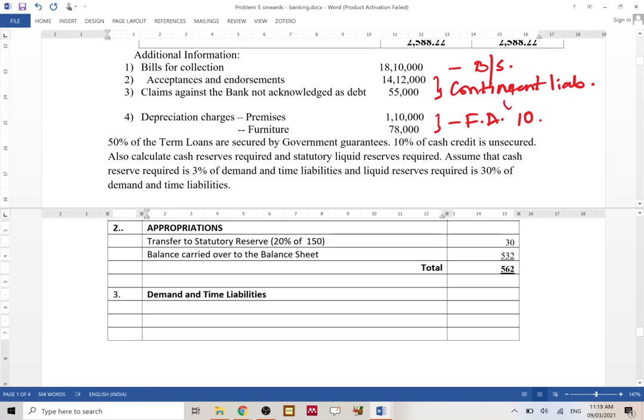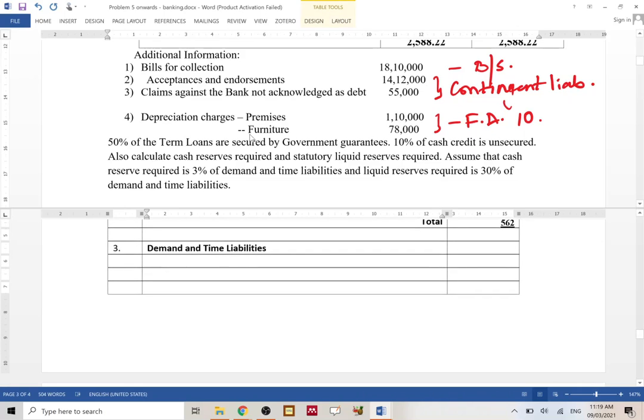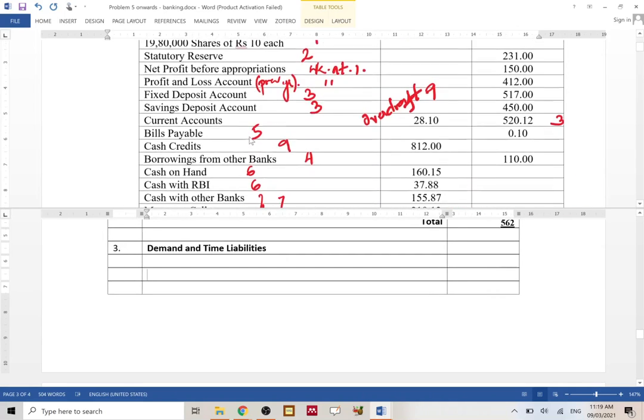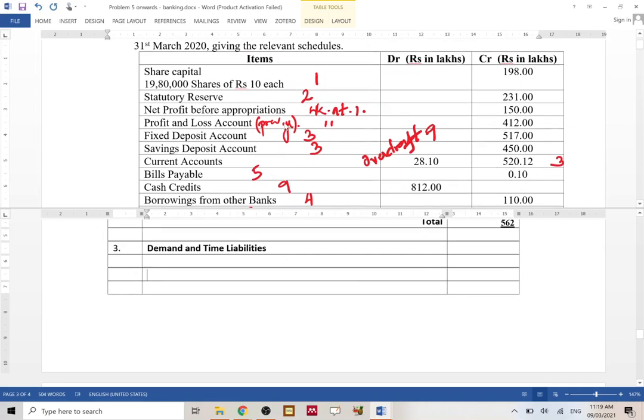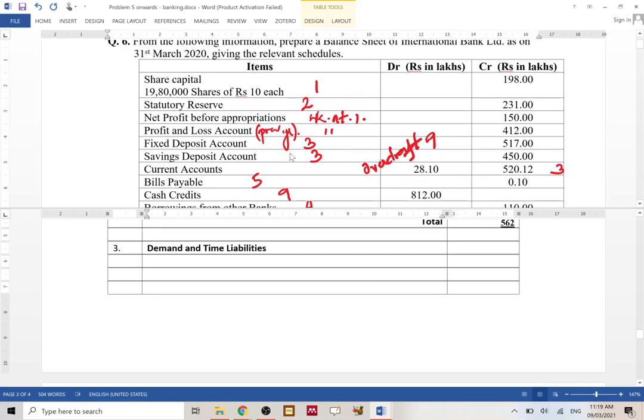Now, percentages are given to you for the cash reserve and liquid reserves, and you're supposed to calculate them on something called demand and time liabilities. In order to calculate these reserves, first let's understand what these demand and time liabilities mean. In schedule 3, we maintain something called deposits, and three different types of deposits are there in this problem: your fixed deposit account, savings deposit account, and the current deposit. I'm talking about the current deposit with a credit balance that is put under schedule 3.